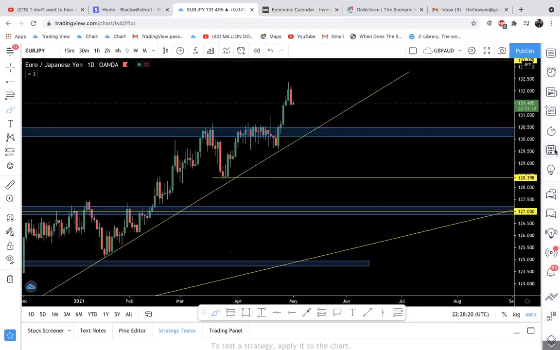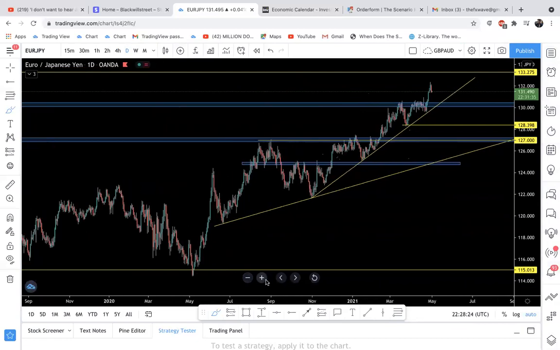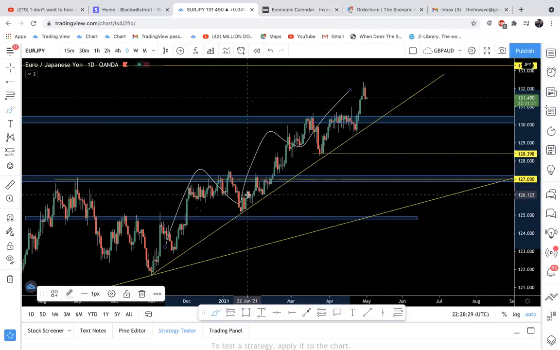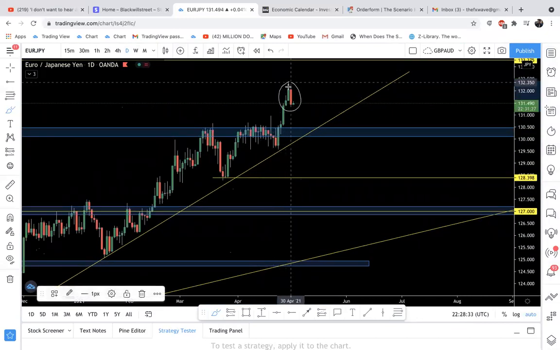EURJPY. So EURJPY has been in the bullish uptrend. Looking at this on the daily, we clearly have been in this uptrend, clearly to the upside. So even on the daily, we see we got a higher high breaking above this high. We formed a higher high there.